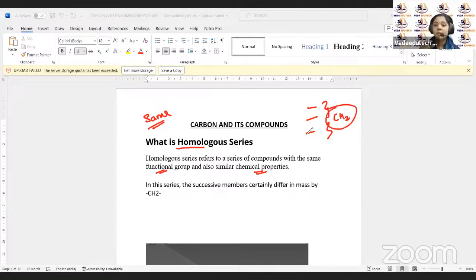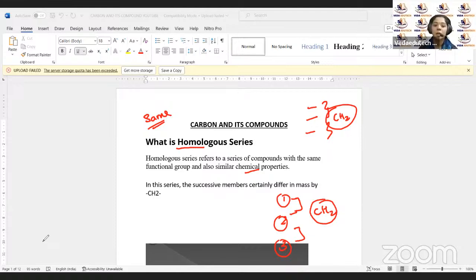There will always be a difference between the compounds. Between any two members, the difference will always be CH2. Okay. So what is a homologous series? A homologous series refers to a series of compounds with the same functional group and similar chemical properties. Clear? Similar chemical properties, and the difference between two successive members is going to be CH2.